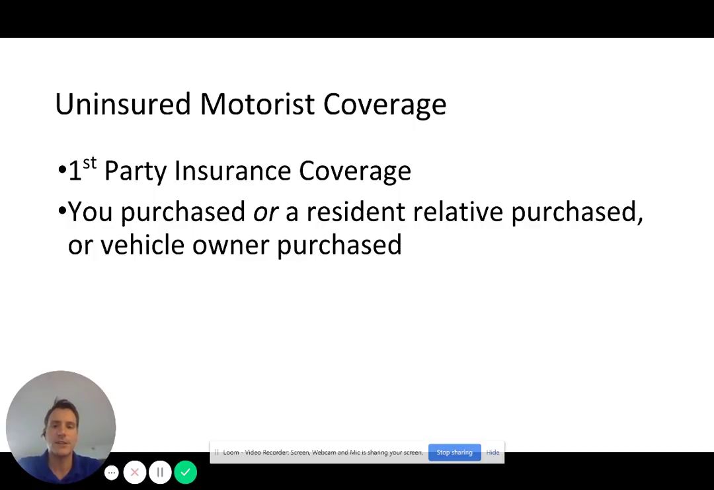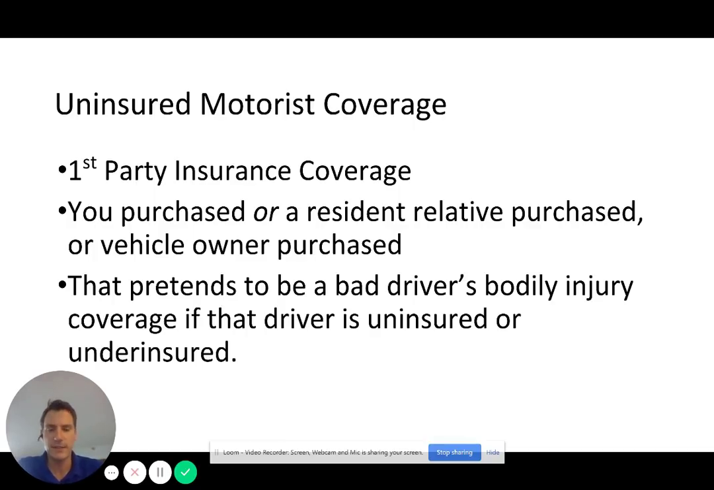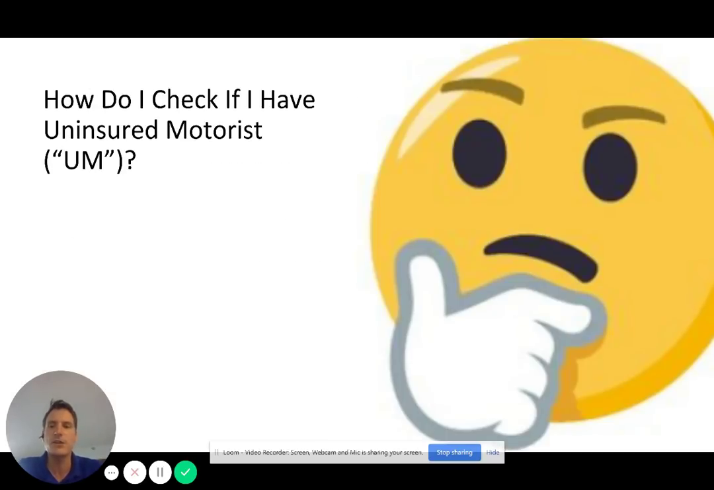Or if that's not the scenario, but you're riding shotgun with somebody when the accident happened and they're not at fault, someone else still caused the accident, or you're borrowing somebody's vehicle, maybe they have the uninsured motorist coverage. But it's this first party insurance coverage. And what it does is it pretends to be the bad driver's bodily injury coverage. So in other words, it's insurance coverage that's been purchased to protect somebody who's been injured by the fault of a bad driver.